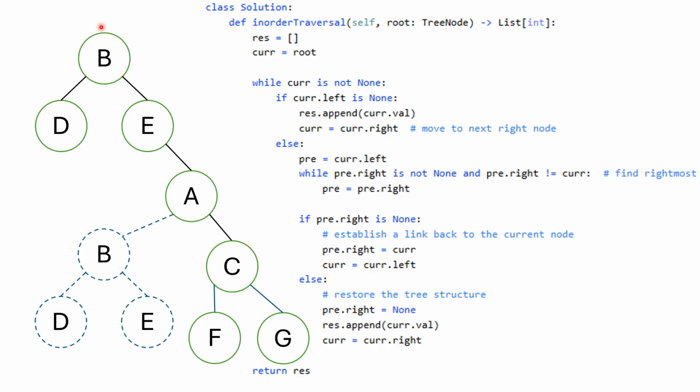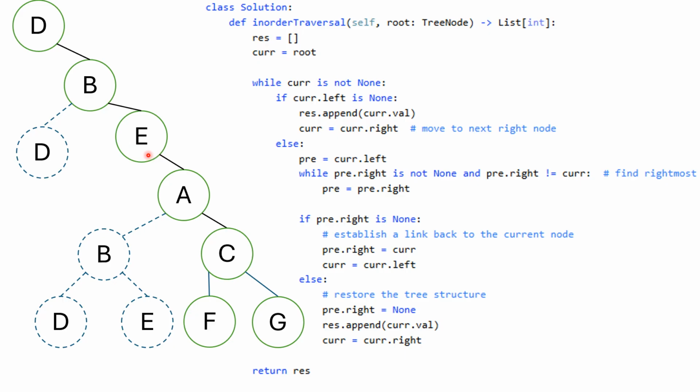So currently we are at B. B is the current, and because current.left is still not none, we'll repeat the same thing by finding the rightmost node of the left branch, which is only D. There's nothing on the right anymore. So again it will connect it to the current, and it results in this tree.